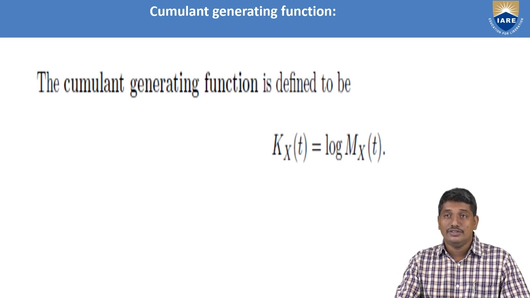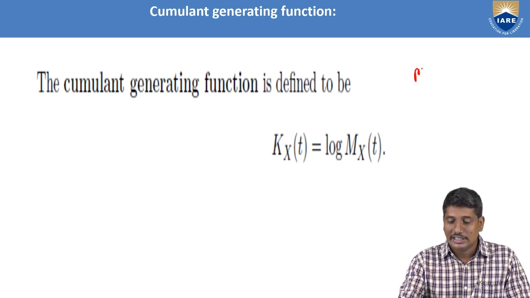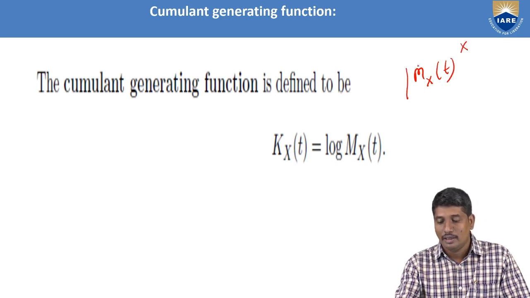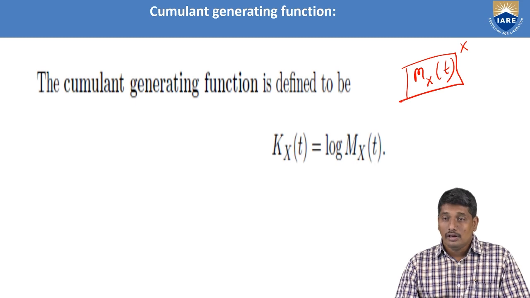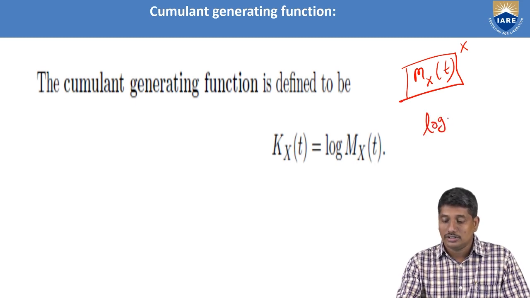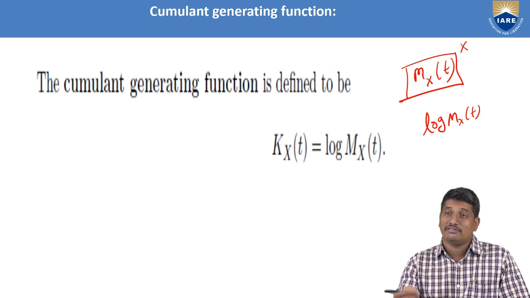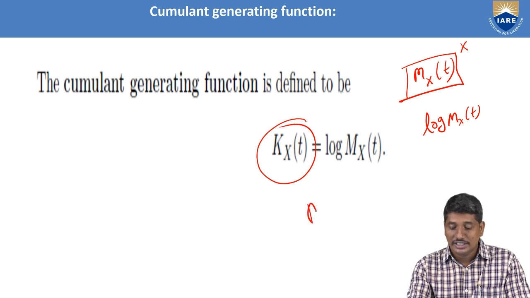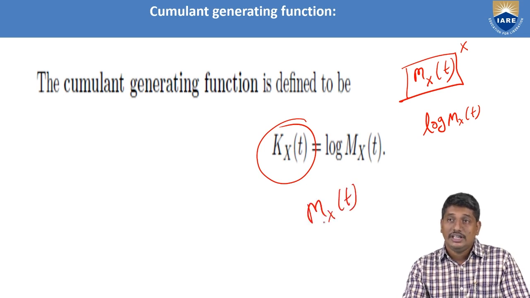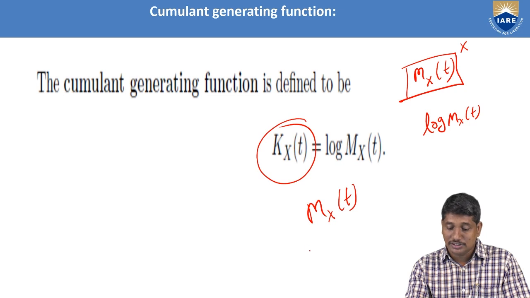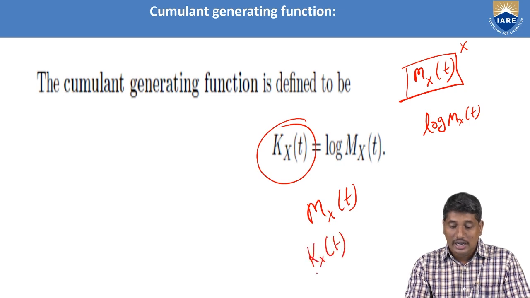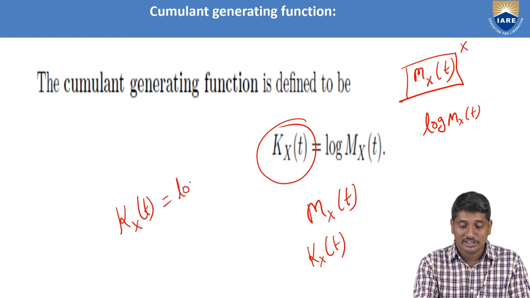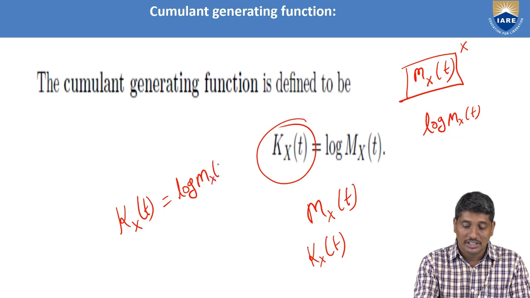And this is called the cumulant generating function. Suppose we have calculated the moment generating function for a random variable X, which is denoted by Mx(t), and if we apply logarithm, that is log of Mx(t), we'll get another function which is called the cumulant generating function. So the moment generating function is denoted by Mx(t), whereas the cumulant generating function is denoted by Kx(t).